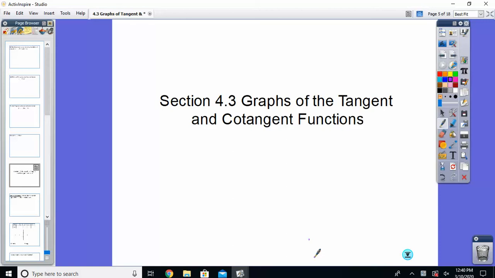On this one, graphing tangent and cotangent. And then tomorrow we'll look at secant and cosecant, and that will wrap up all of the different graphs that we need to look at.